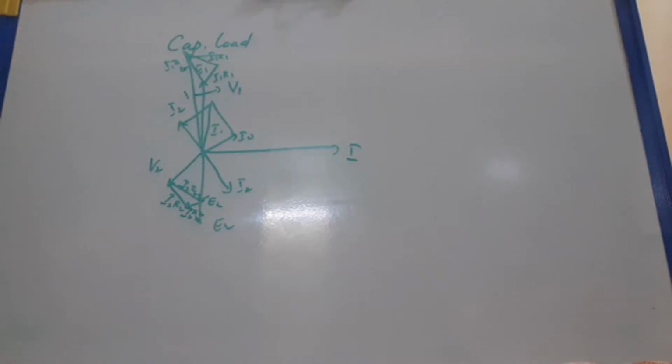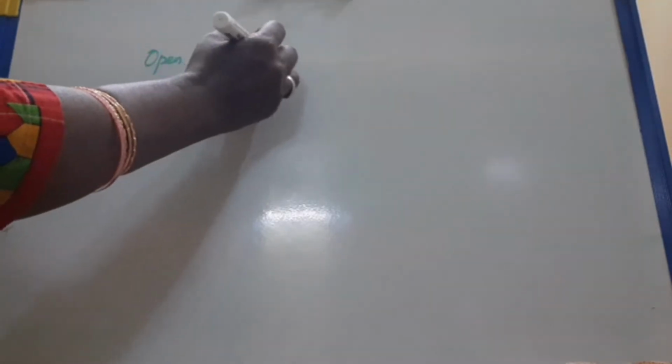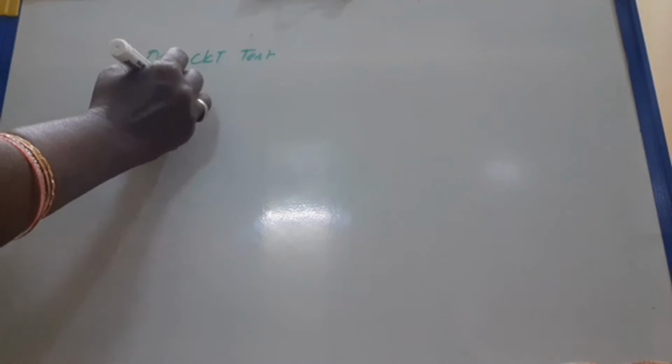Based on that, we have taken the equivalent circuit. Also, the tests of the transformer come under this: the open circuit test and the short circuit test. Under this, we have to open the secondary winding and short the secondary winding.